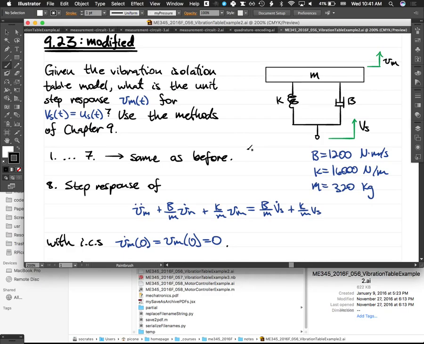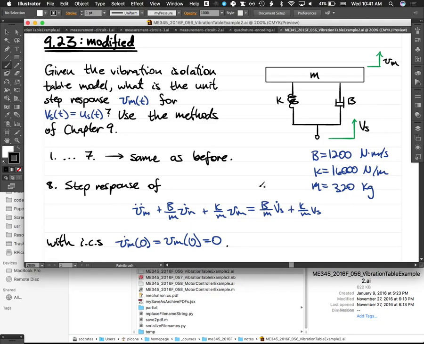So steps 1 through 7 are the same as before. So we get this input-output differential equation. So Chapter 9 doesn't do any of that differently. It's just saying, how do we solve the differential equation? Let's use a method that takes into account the fact that first and second order systems come up a lot.